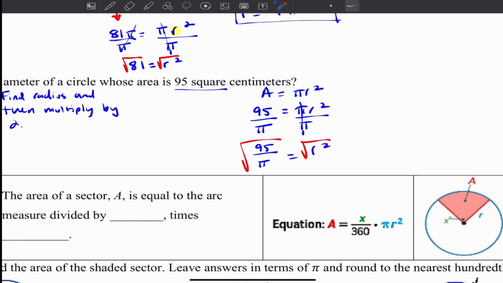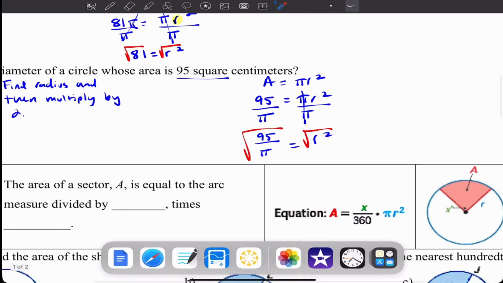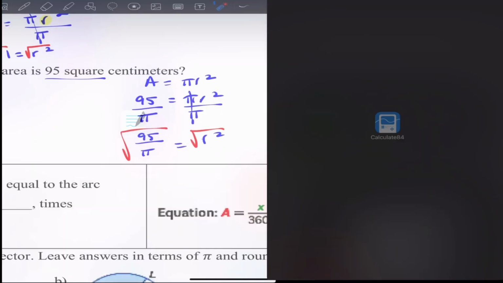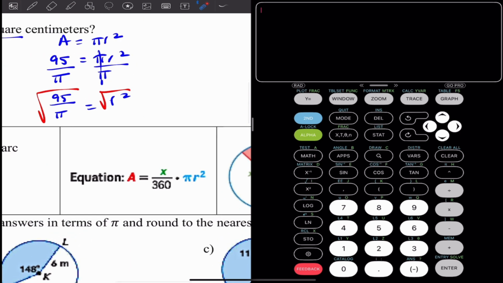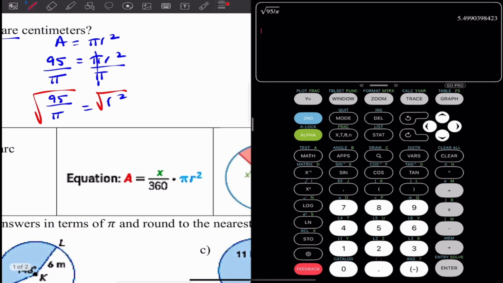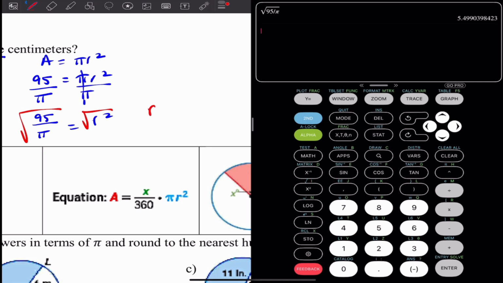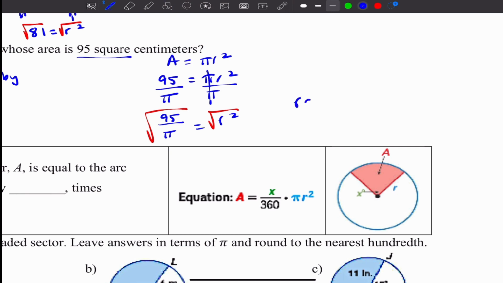And what I'm going to do is, when I put this in my calculator, you're going to take the square root of 95 divided by pi, second caret sign, and there you go. Your radius should be approximately 5.5.